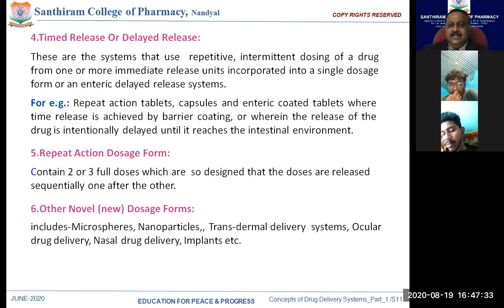Nose. And even implants. Implants are like, at any place where you make an incision where you have enough area of muscle, you can keep a particular load of drug and cover it with a surgery, and the drug will be released from that particular site for a long period, maybe for years or maybe for months, depending upon the situation and requirement.